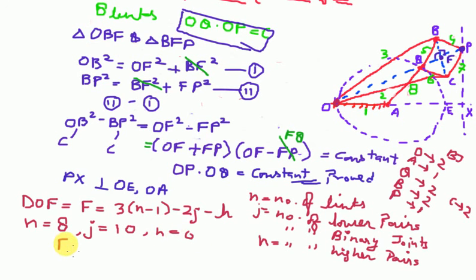Therefore F is equals to 3 into 8 minus 1, that is 7, minus 2 into 10, that is equals to 21 minus 20 equals to 1. So it requires only one input for a straight line path, which is given by link 2, which is also known as driving link. So degree of freedom in case of peculiar mechanism is 1, and it is a straight line motion path.